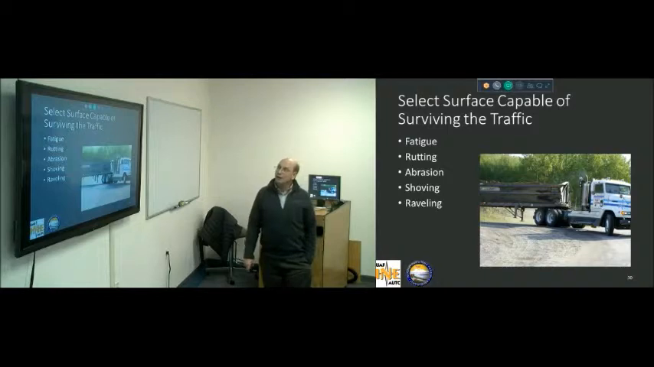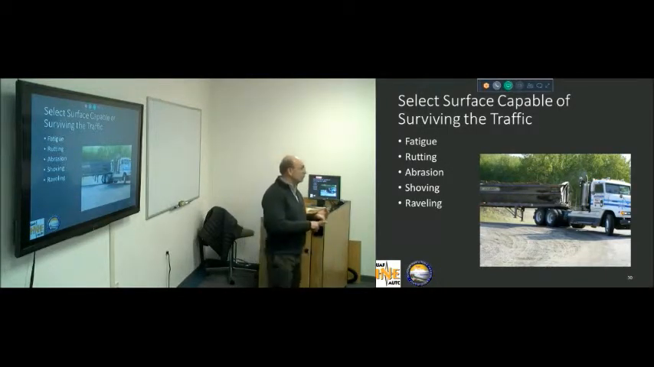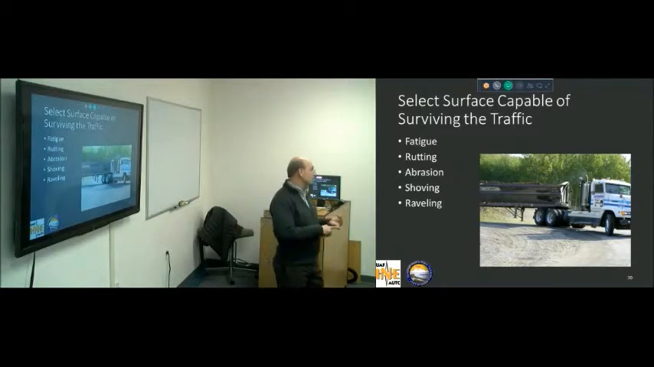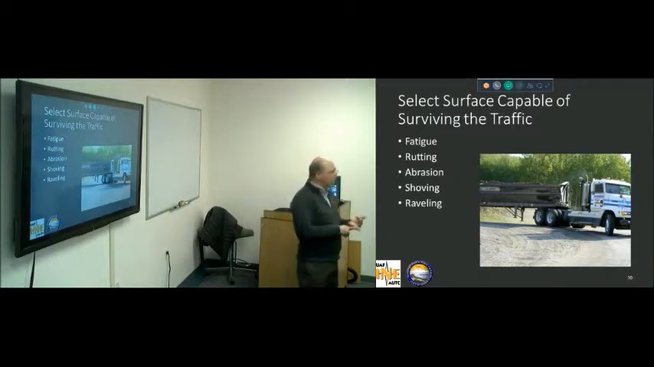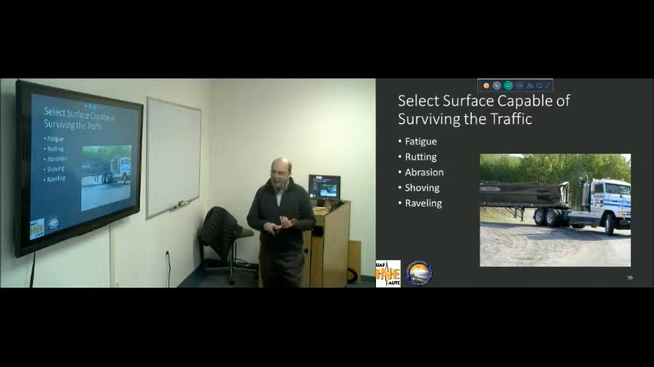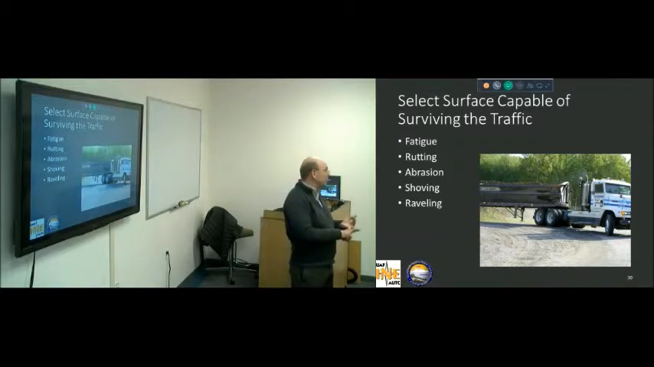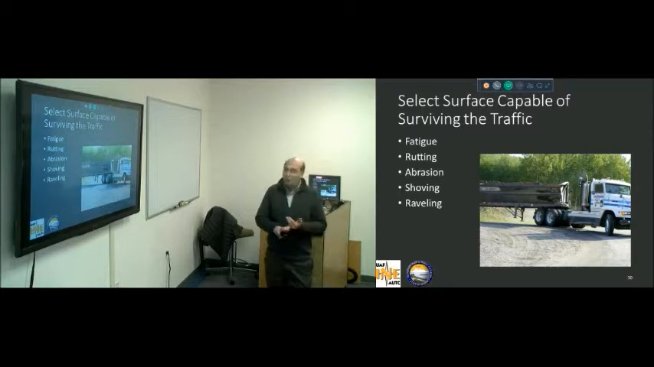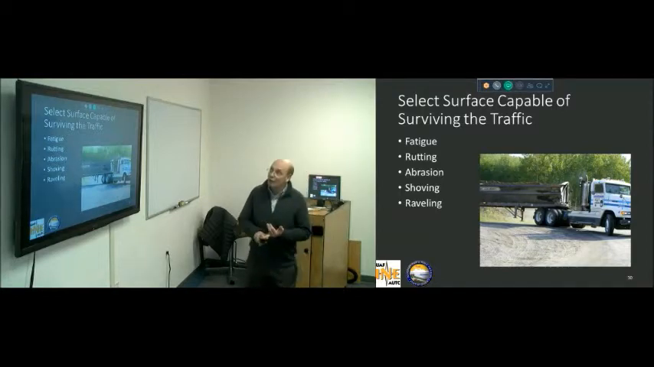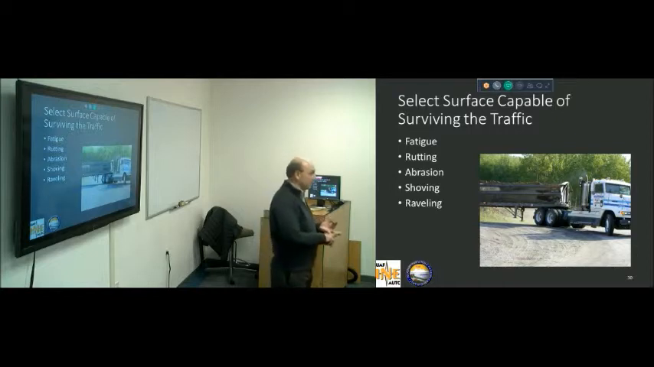We also want to make sure we select a surface course that can withstand fatigue. That may mean that we modify it, or we choose a different grade of asphalt in some cases. We want to make sure that it withstands rutting. Rutting comes in a number of different forms. One is permanent deformation. That has to do with the properties of the asphalt mix. Whether you've got the right gradation, the right asphalt content, the right asphalt cement.